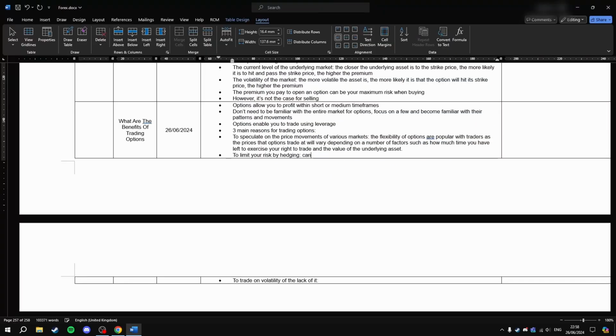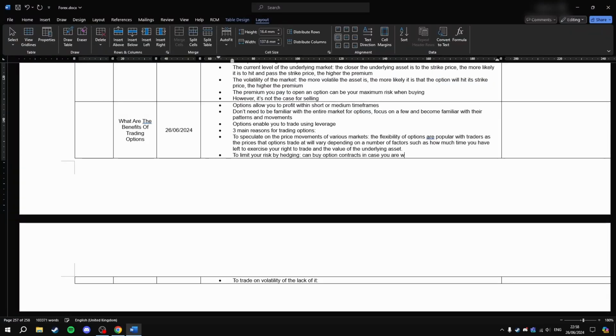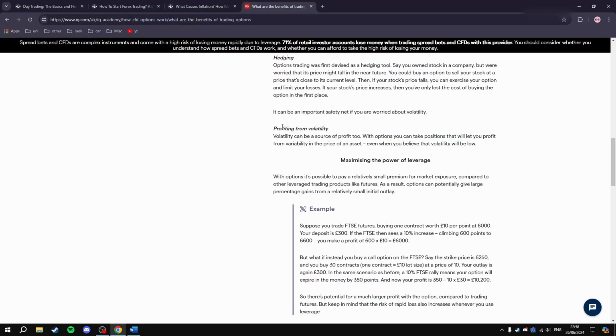So buy option contracts in case you are worried about volatility. Yeah, that's all I can say, to be honest.